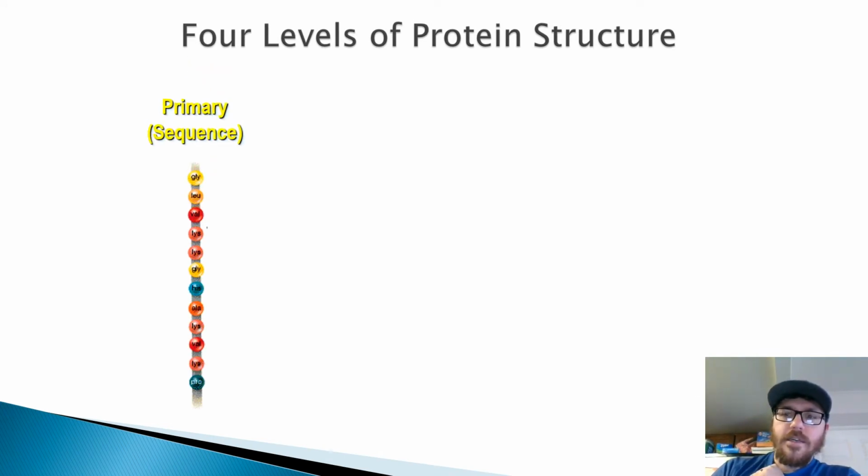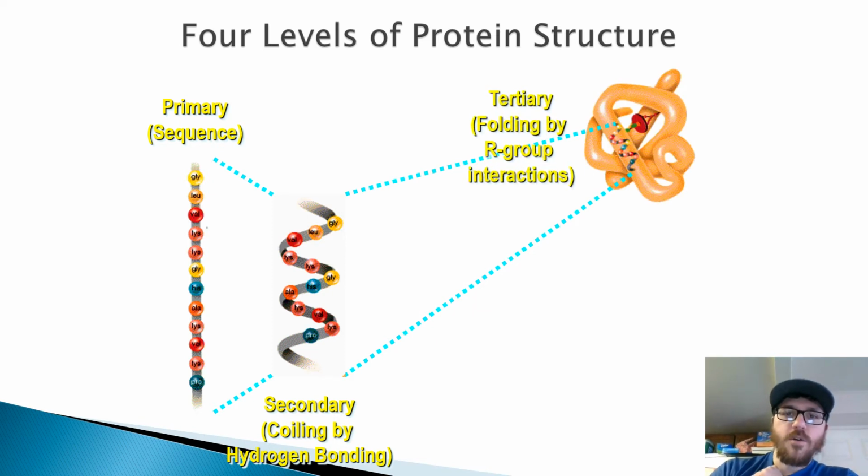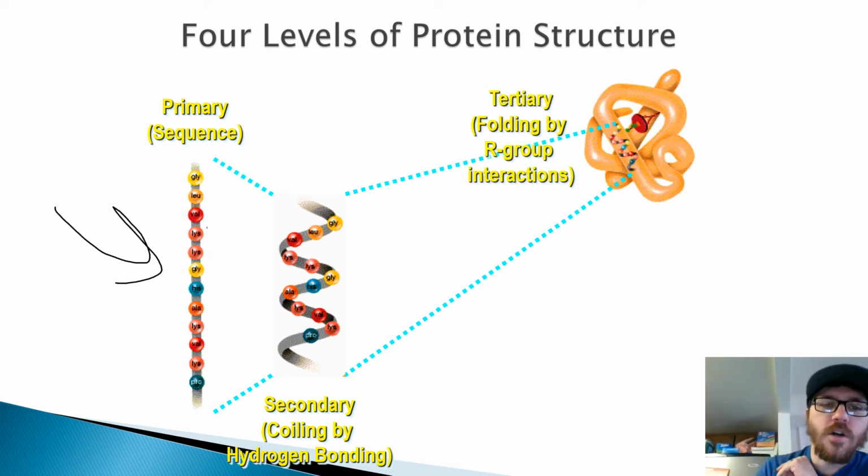So here we're going to see a nice little picture of these different levels of protein structure. We can see our primary sequence, or our primary structure, which is just the sequence, represented far on the left.